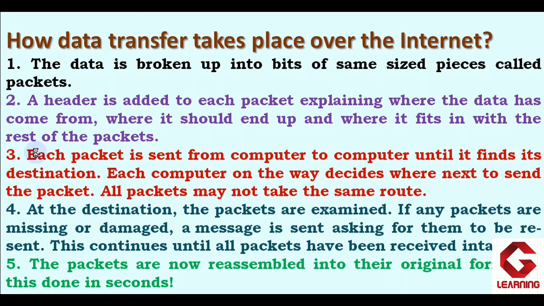So this is the complete procedure of how data transfer takes place over the internet, and this procedure actually takes fractions of a second to complete. So this is the most important topic of this session, how data transfer takes place over the internet. And briefly I am explaining once again that whatever data is moving from sender computer to receiver computer, that message is not sent as it is. That message is divided into same small size pieces, and each piece is called a packet.